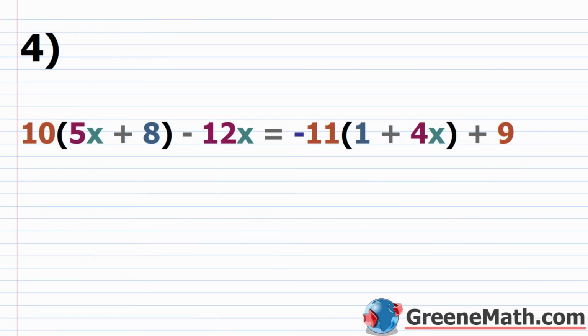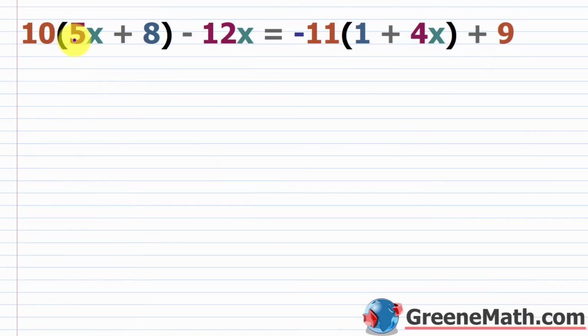Okay, let's look at problem number 4. So we'll have 10 times the quantity 5x plus 8 minus 12x is equal to negative 11 times the quantity 1 plus 4x plus 9. All right, so again, I'm just going to clean up each side. Over here on the left, I'm going to use my distributive property. 10 times 5x is going to be 50x. Then plus 10 times 8 is 80. Then we're going to subtract away this 12x.